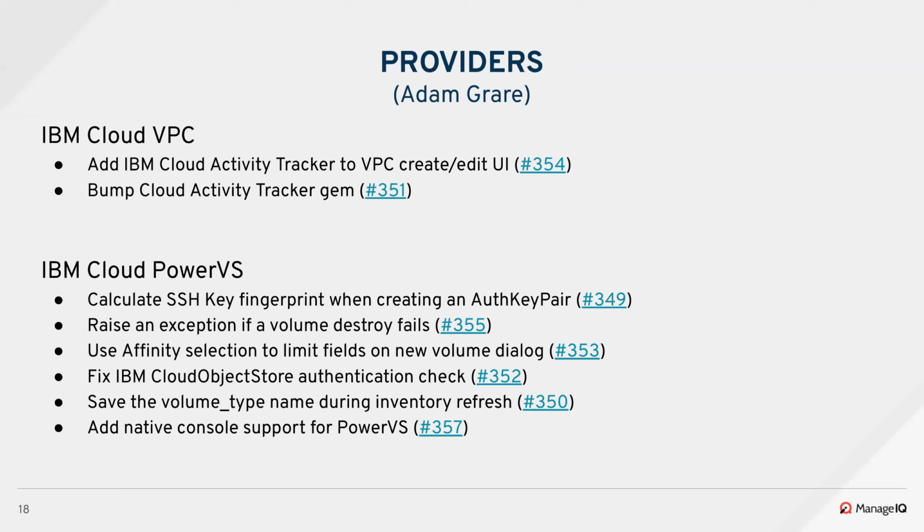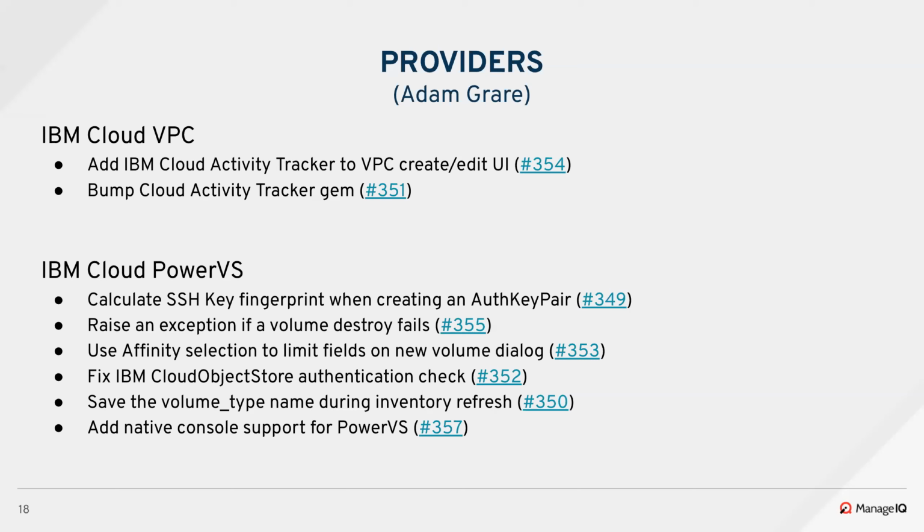For PowerVS, Kuldeep added a method to calculate the SSH key fingerprint when creating an auth key pair. This wasn't being returned by the IBM Cloud PowerVS API, and so we weren't saving it to VMDB. So now we're calculating the key fingerprint and returning it in the payload from the auth key pair create method call.